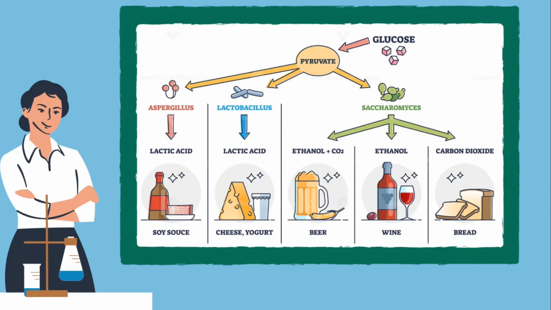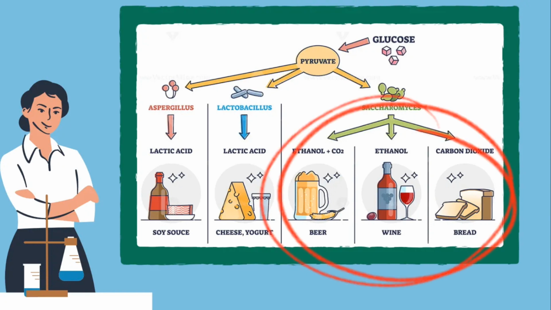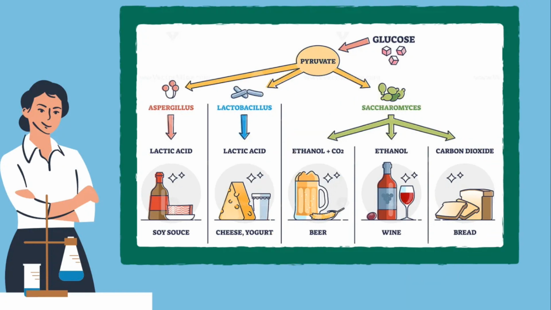Moving on to the next fermentation process, we have yeasts, which are among the first domesticated microorganisms. Saccharomyces is one type of yeast that converts carbohydrates into alcohol and carbon dioxide. Alcohol fermentation is used in the industrial production of wine, beer, etc. The end products are alcohol and carbon dioxide.